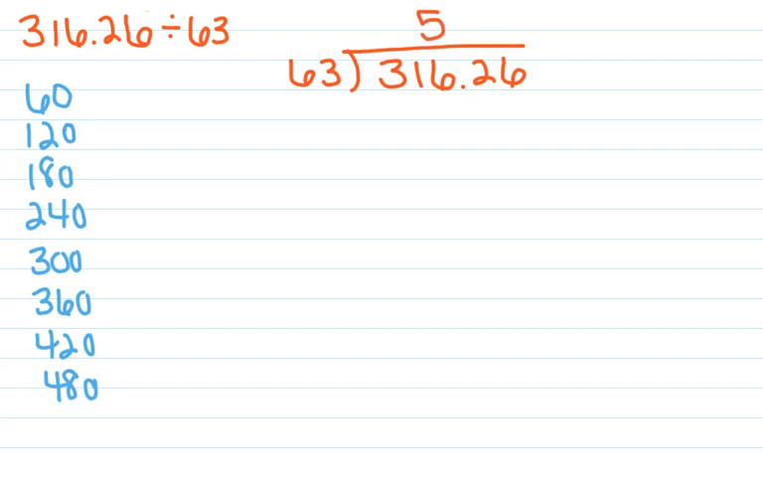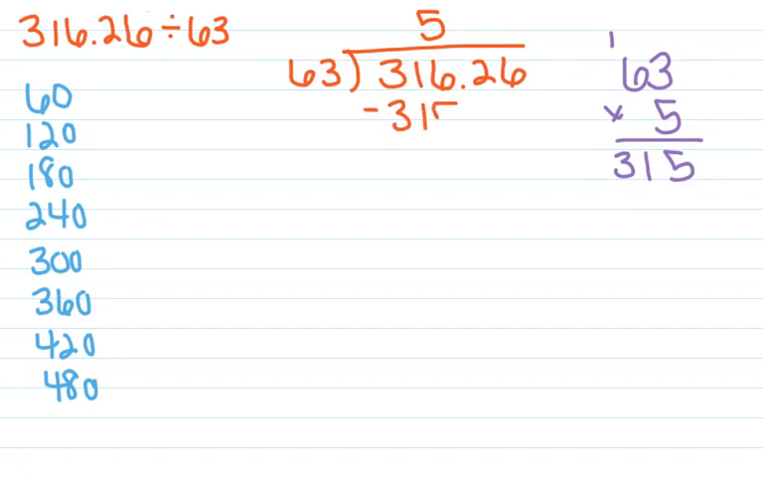I'm going to do that over to the side. 63 times 5. 5 times 3 is 15. 5 times 6 is 30 plus 1 is 315. So I got very close here. 316 minus 315 equals 1.